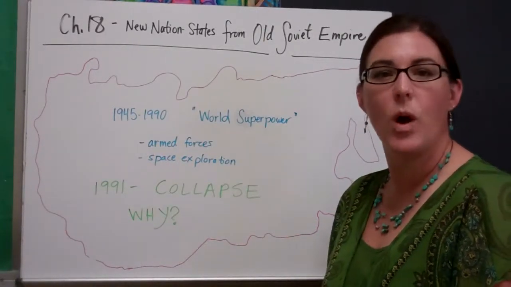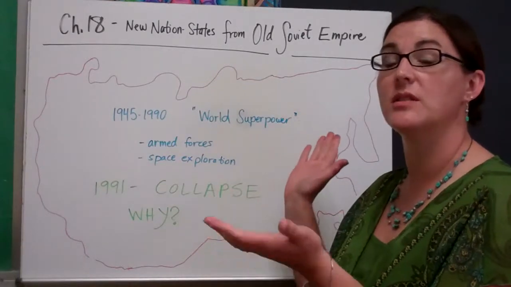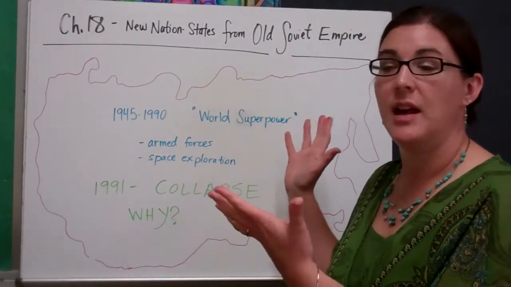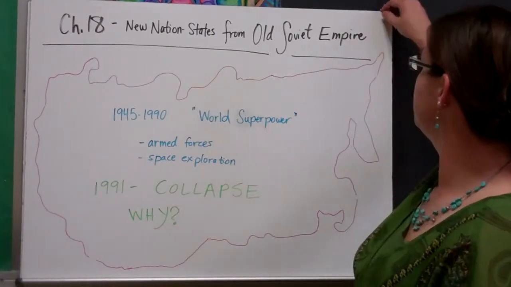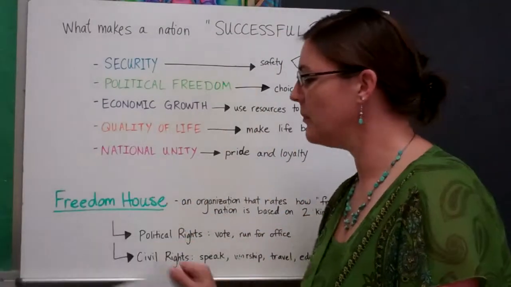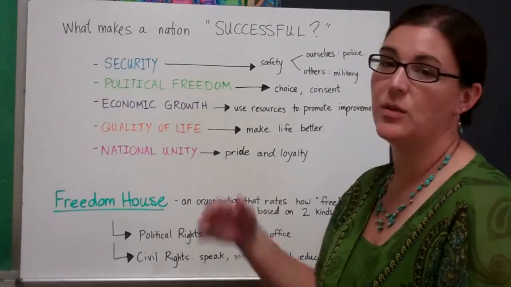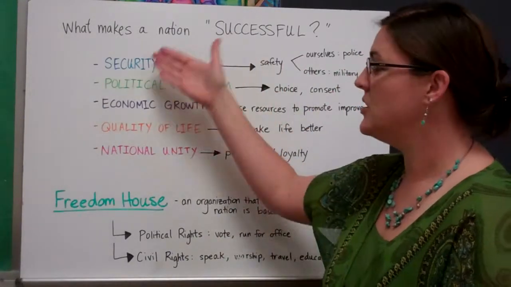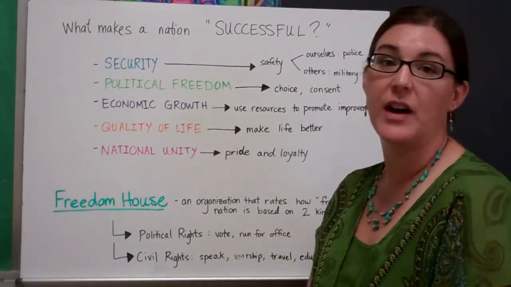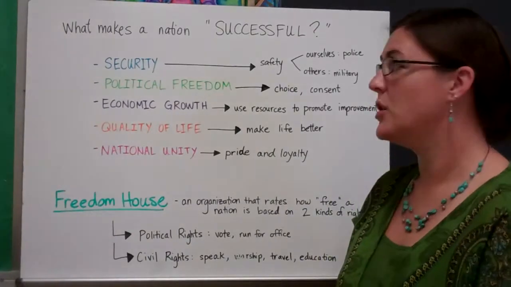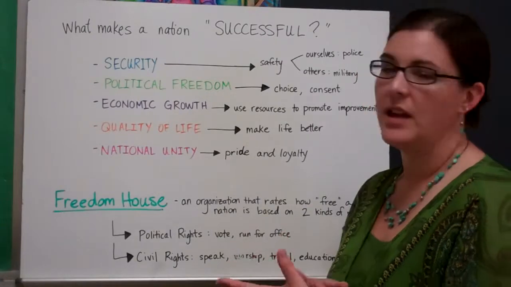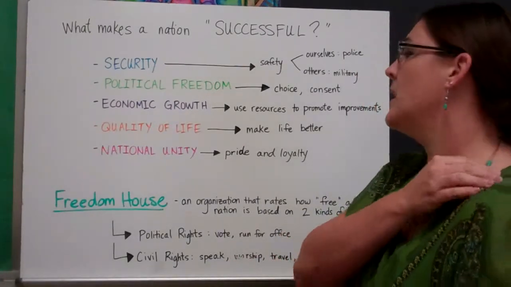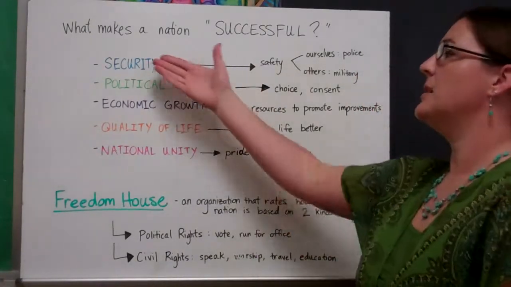So we're going to be examining why this would have happened. Why would one of the world's largest superpowers have been deemed unsuccessful or a failed state? To do this, first you have to understand what makes a nation successful. And generally, there's an understanding that there are 5 characteristics that you need: security, political freedom, economic growth, quality of life, and national unity. So what each of these items means is being secure.